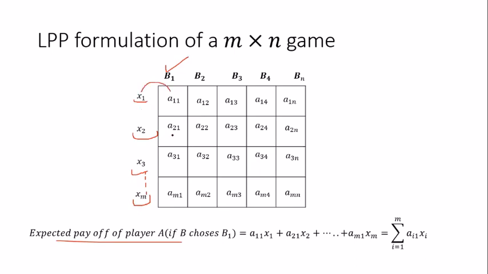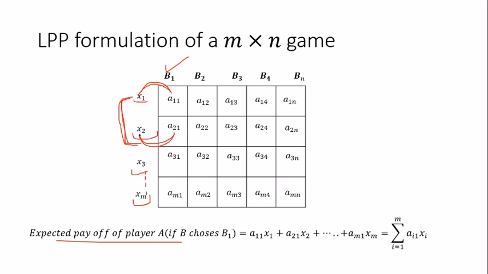A11 into x1 plus A21 into x2. In yesterday's example, because there were only two strategies of particular player A, it was just the sum of these two terms, A11 into x1 plus A21 into x2, and that's why we were able to solve it graphically. But now the formula will still be the same to compute the expected payoff, but since the number of variables is more, we won't be able to solve this graphically.